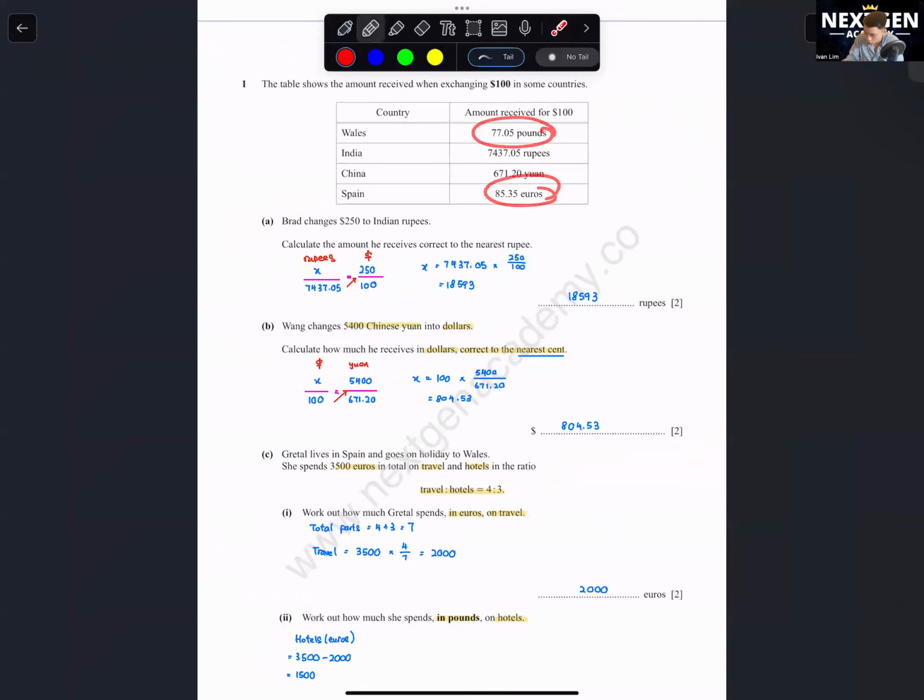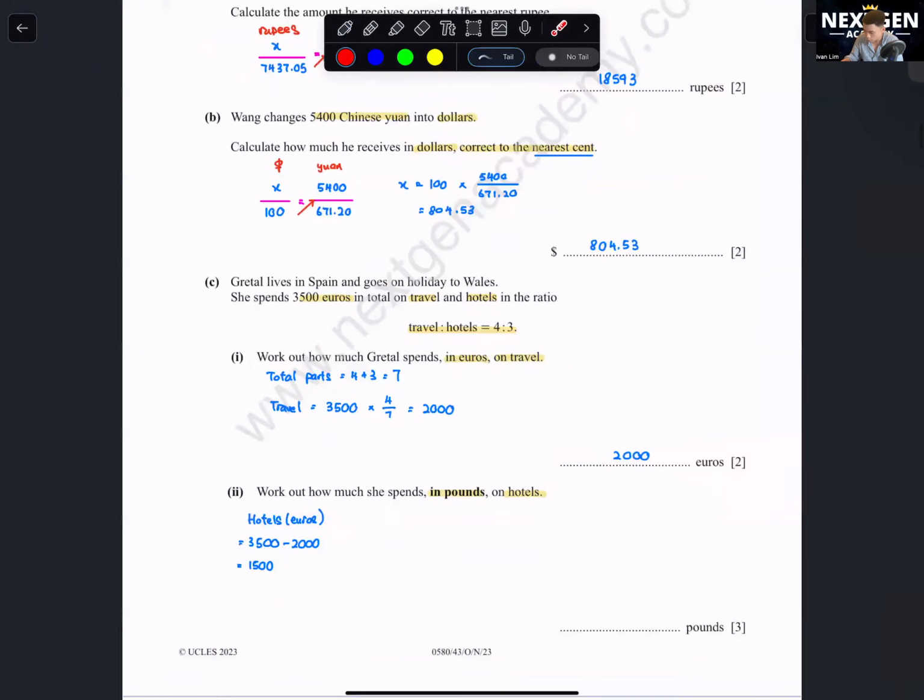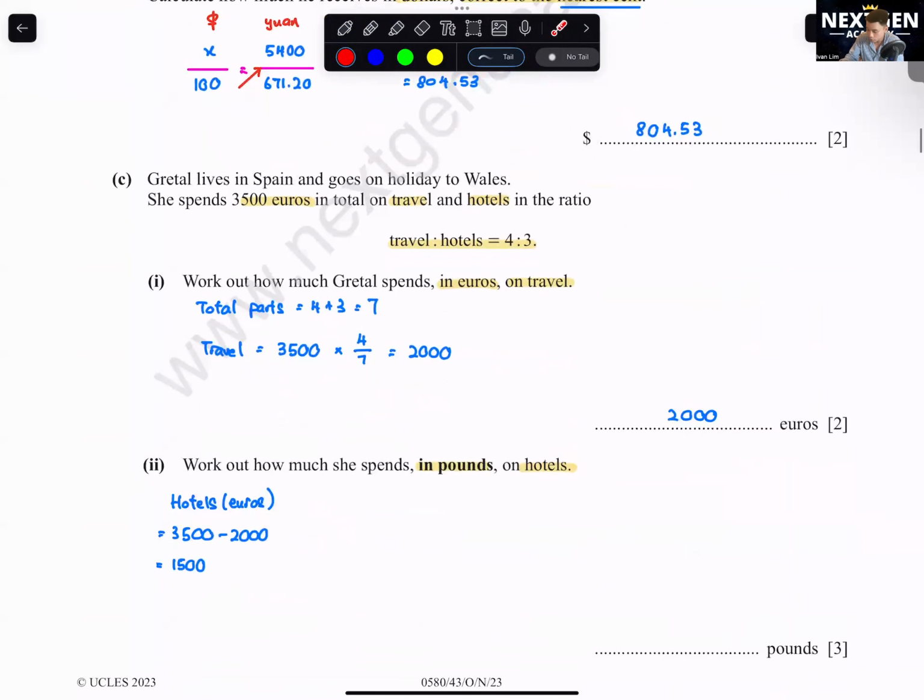Pounds and euros. So we take these 2 units. Why we can also convert immediately, right? Is because both of it has a constant. Both of it is per $100. So you can straight away take pounds and euros like this. So you want to find pounds. We put pounds on top, euros here.